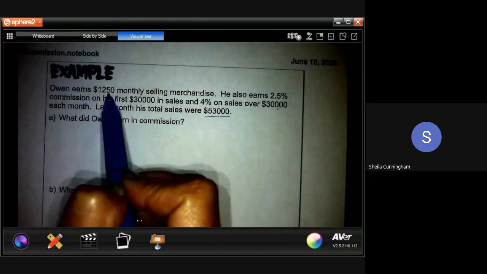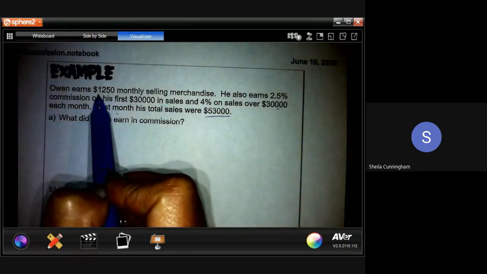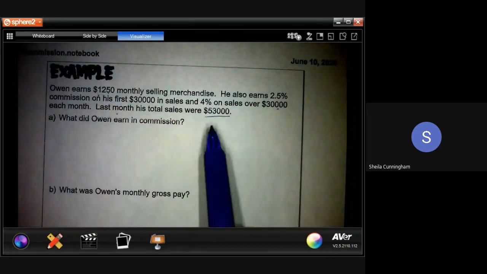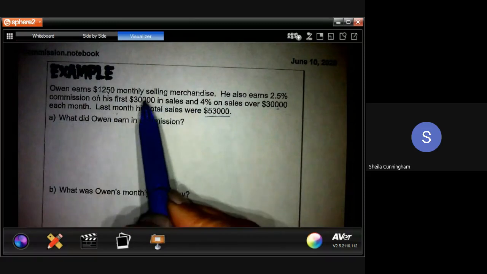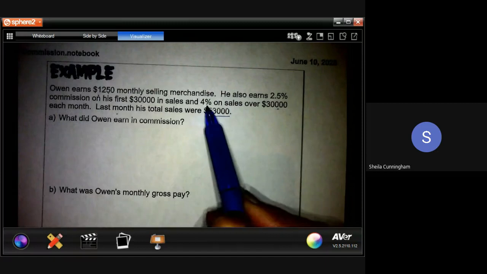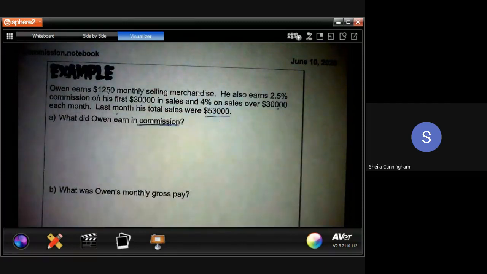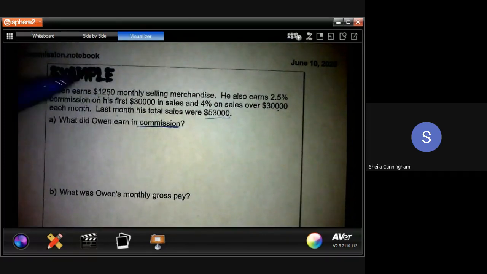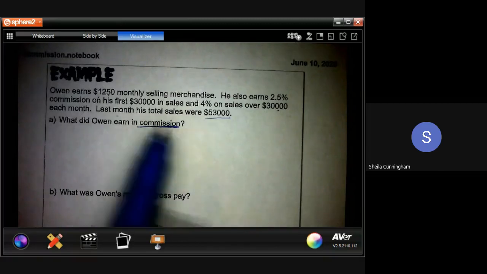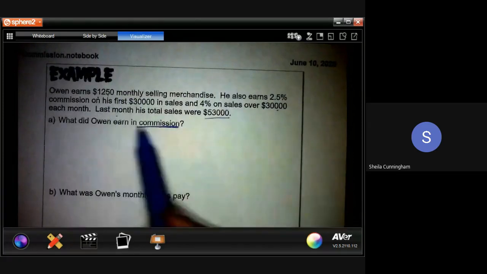So he's earning this much before commission even starts. His commission is a nice bonus, but then within the commission, the more he sells, the more he's getting in terms of a commission rate on it. So question A is only strictly talking about commission. That means we're not even going to worry about the $1,250 that he makes in salary without selling anything. So leave that out of the equation right now. We're only going to focus on the commission side of things.